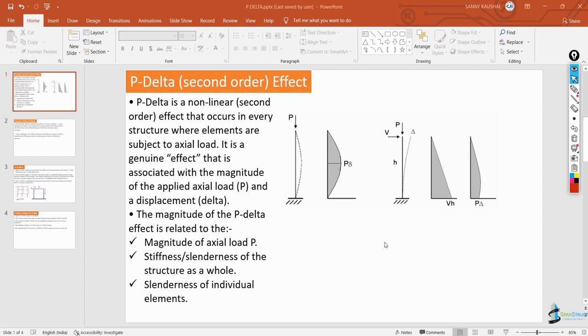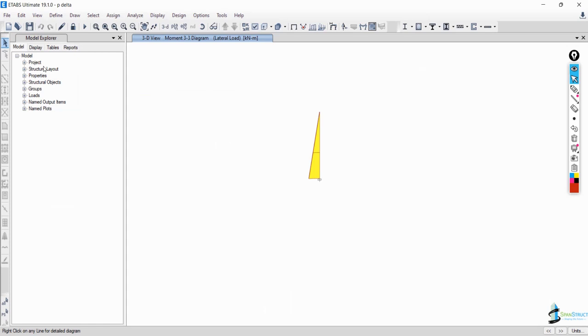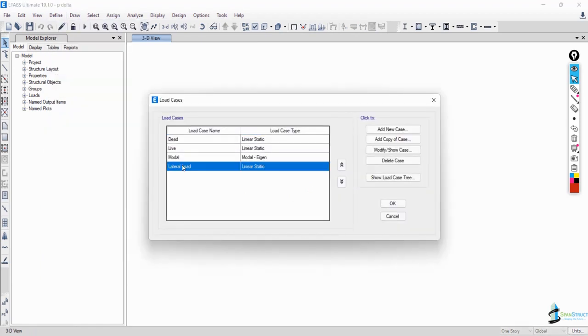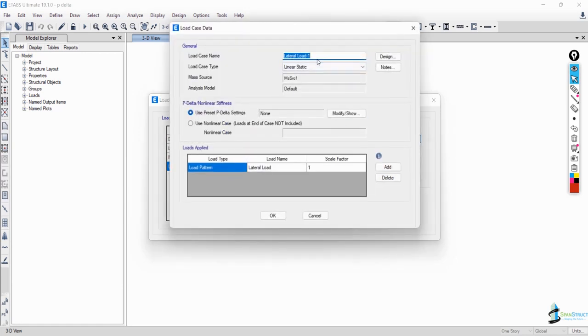Now let us look at what moment will come when we apply the P delta. So again unlock this model, and define a load case which will contain a P delta. In the lateral load cases, you add a copy of the case, and you can name it lateral load with P delta. After that everything will remain the same.